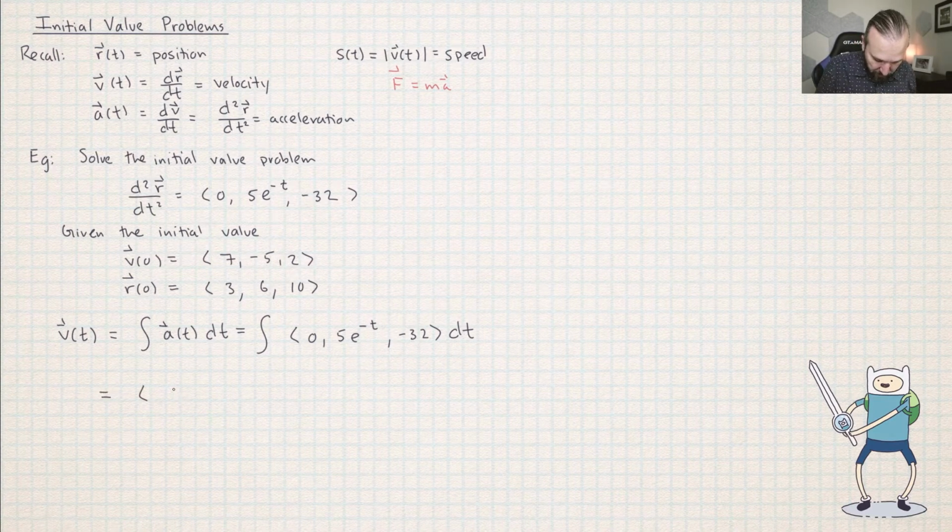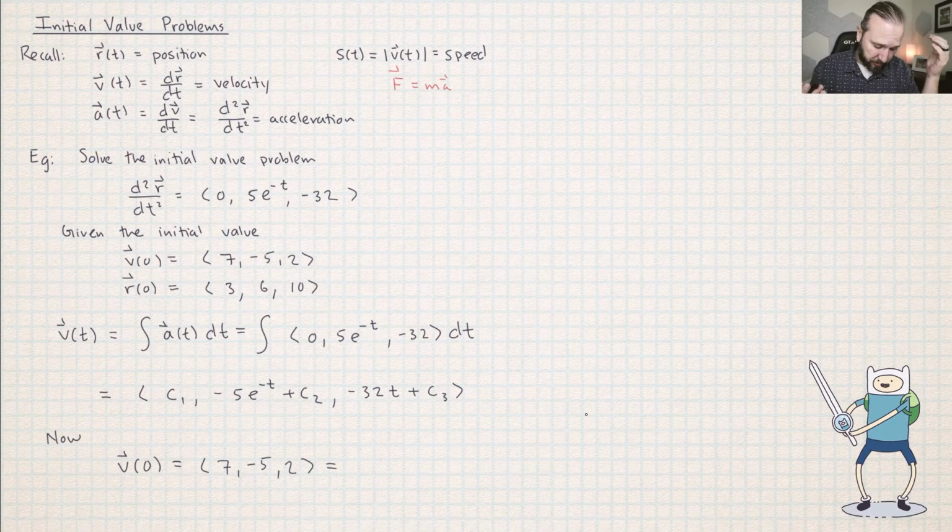The antiderivative of 0 is just a constant, but since I'm going to have constants in each one of the coordinates, I'm just going to call this one C1, and then an antiderivative for 5e to the negative t will be negative 5e to the negative t plus another generic constant, and then an antiderivative for negative 32 will be negative 32t, and then I'm going to need one more generic constant out there in the z coordinate. So now we have an expression that tells us the velocity of the particle at any time.